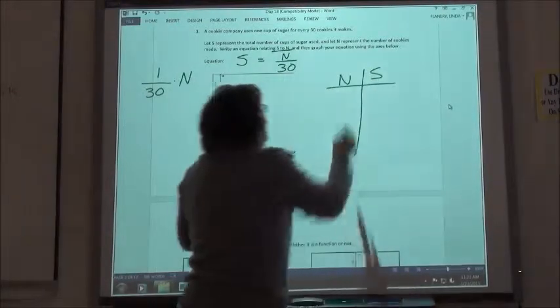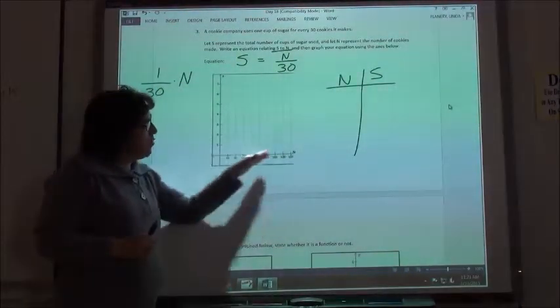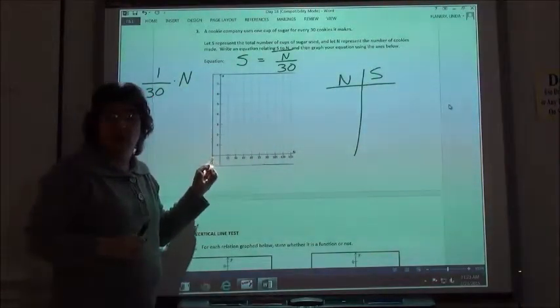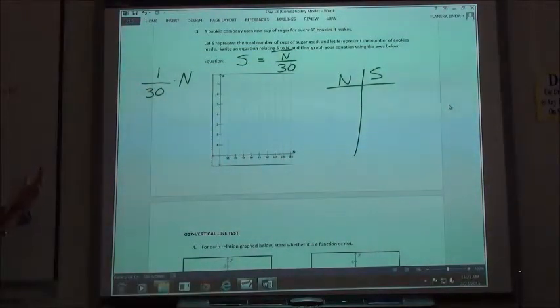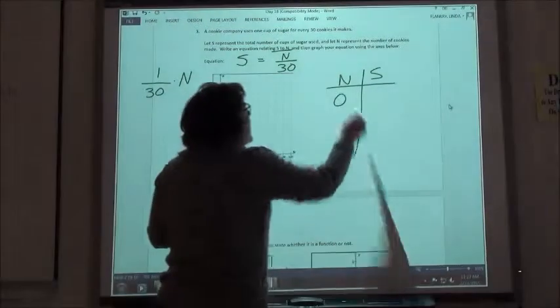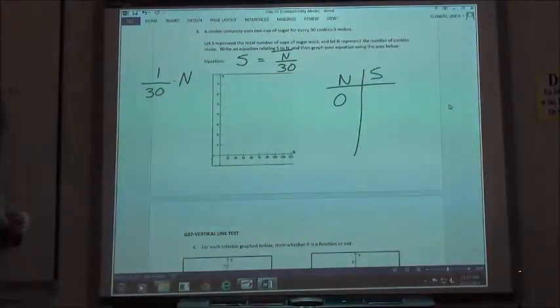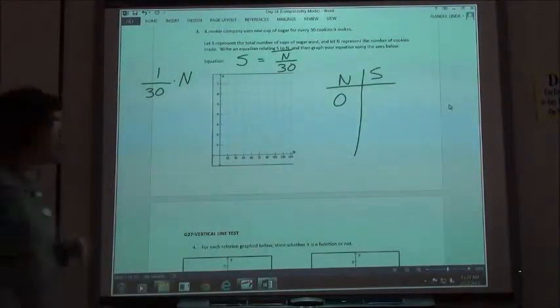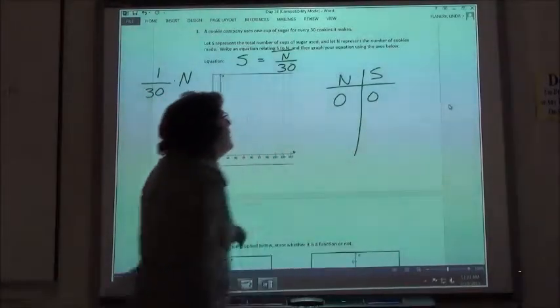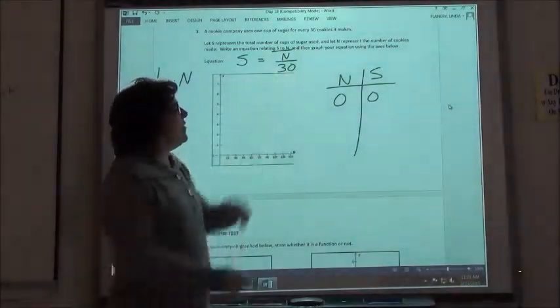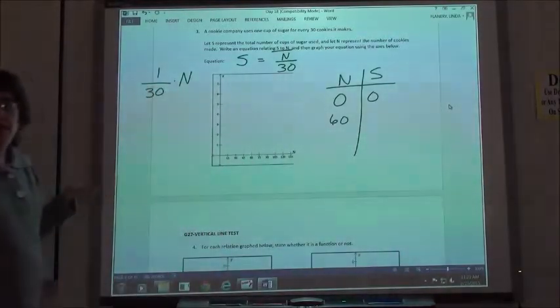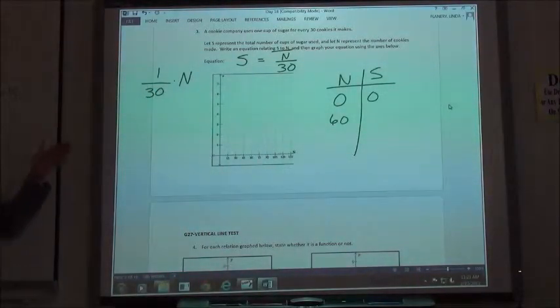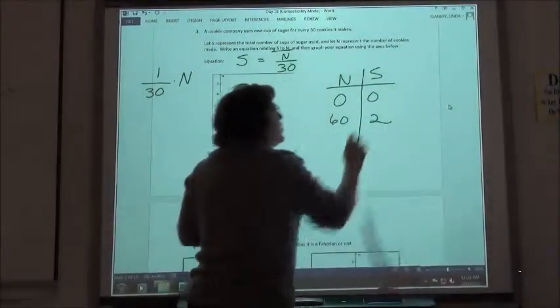Now I want to use N and S. Now look at the values here. We want values that make sense, and notice it's not going 1, 2, 3, 4, 5, 6, 7, 8, 9, 10. We want things that make sense. If I don't make any cookies, how much sugar am I going to use? Well, 0 divided by 30 is still 0. Since this has to be divisible by 30, what if I made 60 cookies? If I made 60 cookies, 60 divided by 30 means I'd use 2 cups of sugar.